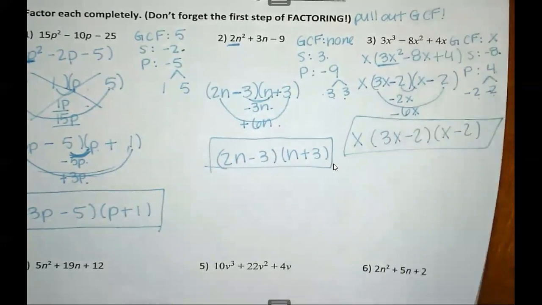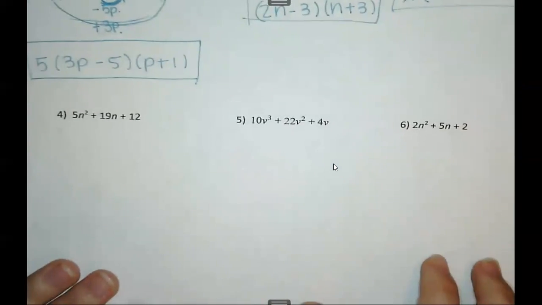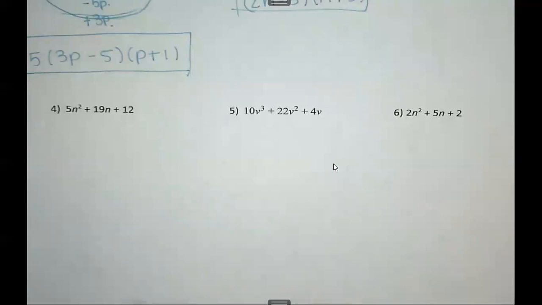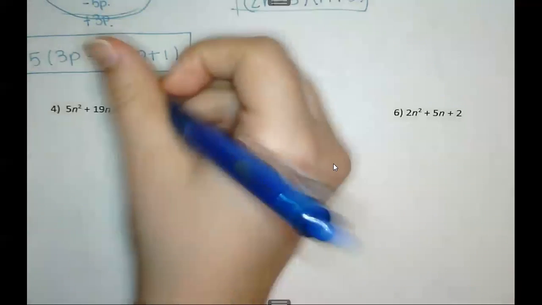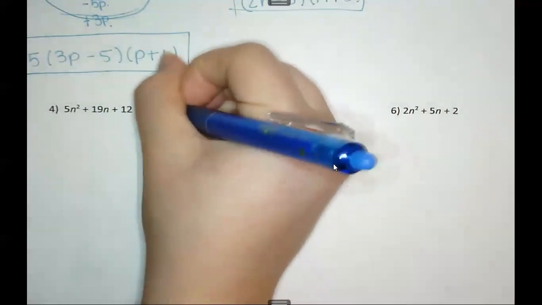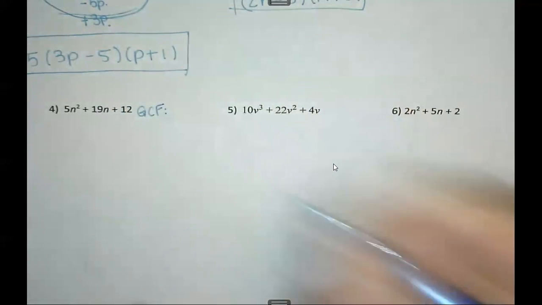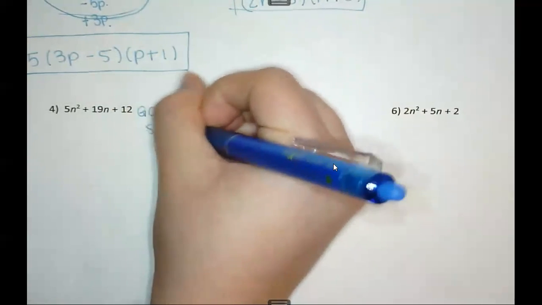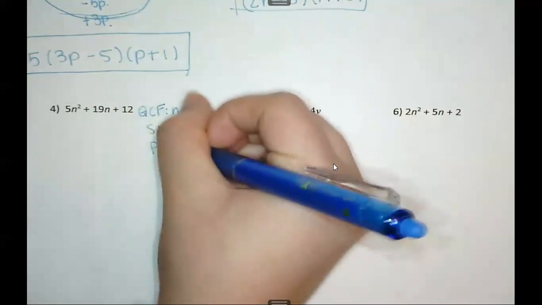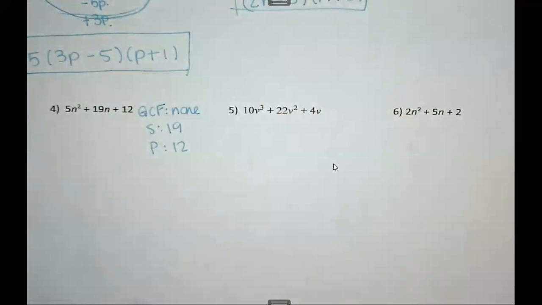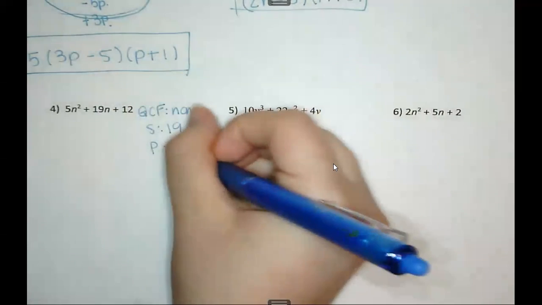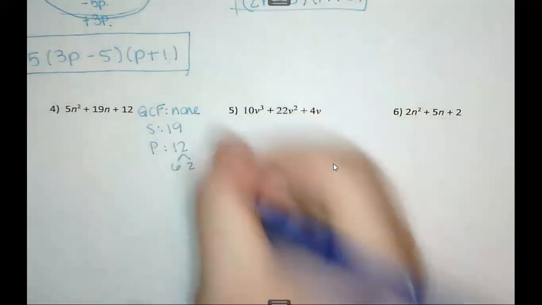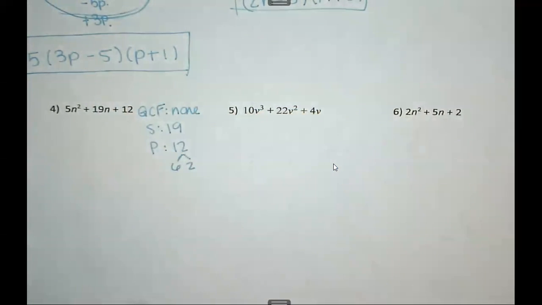All right, let's try another one. Okay, number 4, we look for a GCF. So it does not look like there's anything I can pull out of those. So my sum is 19 and my product is 12. So there's a couple of things that multiply to give us 12. Maybe we think 6 and 2 first. And we know that 6 plus 2 doesn't give us 19, but we have to check inner and outer to see if we're right.